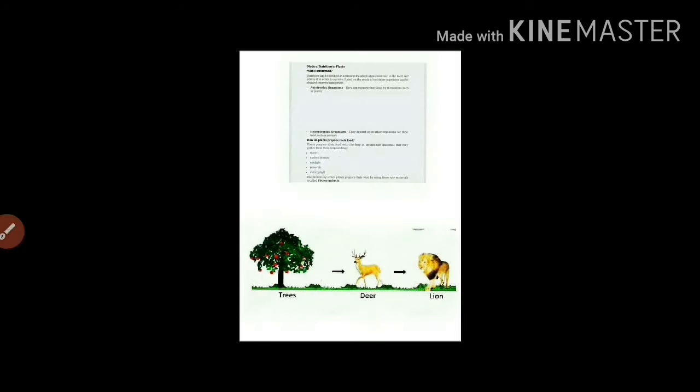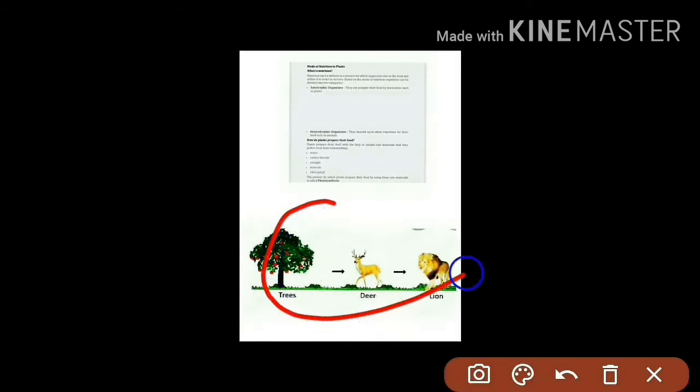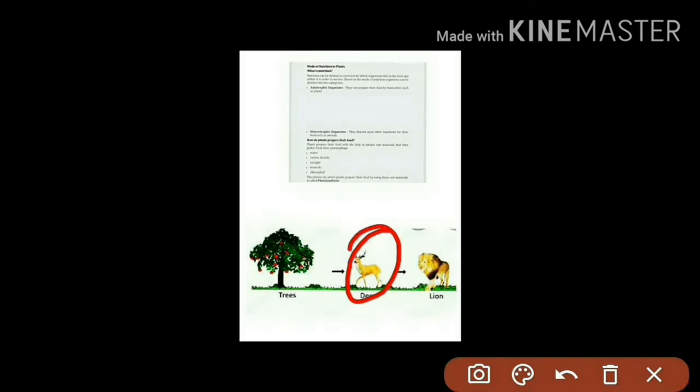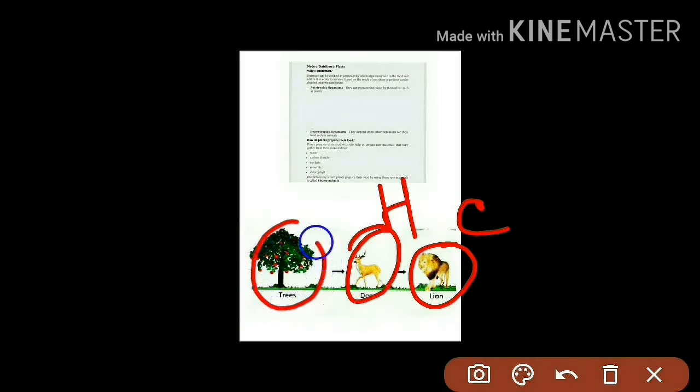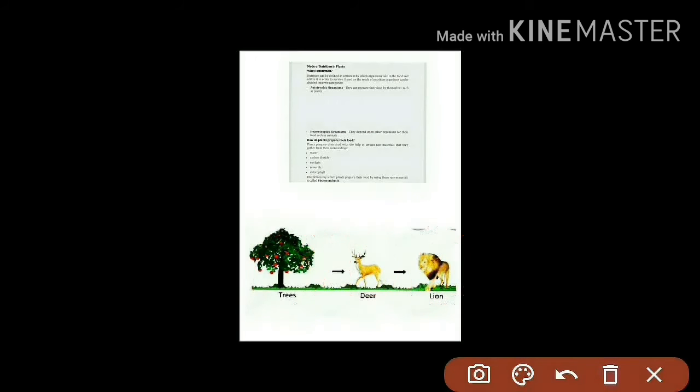On the screen you can see the food chain. Yes, this is the food chain. See, deer is a herbivorous animal as I discussed. Lion is a carnivorous animal as I have discussed. See, here is a tree. Deer eats the tree. See, deer depends upon the plant for food, and lion eats the deer. So lion is highly dependent upon the herbivorous animal, meaning upon the deer, for food.